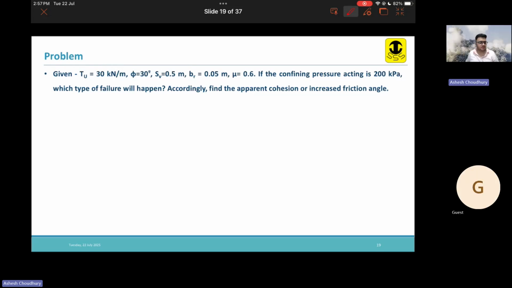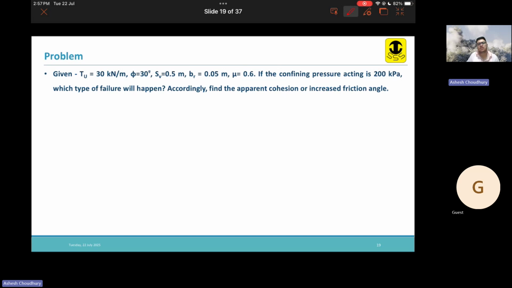So were you able to solve it or not? Were you able to understand the question? It's very simple and direct. So what is asked? Given the ultimate strength Tu is 30 kilonewton per meter, the friction angle of the soil is 30 degrees, the vertical spacing of the reinforcement is 0.5 meter, the width of the reinforcement is 0.05 meter, and the friction coefficient is 0.6. If the confining pressure acting is 200 kPa, which type of failure will happen?